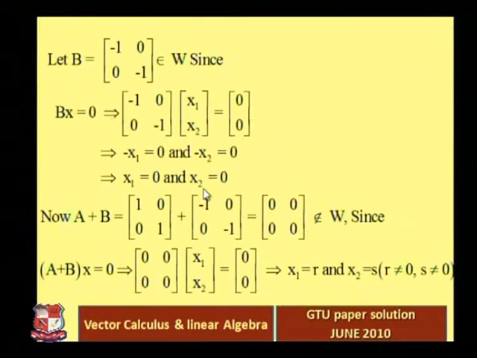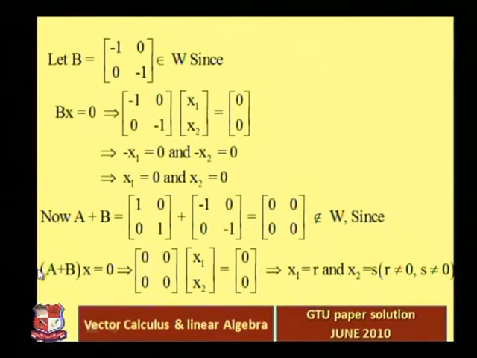Now similarly take B. B is equal to (-1 0; 0 -1) belongs to W, since Bx is equal to 0. Starting with Bx is equal to 0, so (-1 0; 0 -1) into (x1, x2) is equal to (0, 0). So again you will get -x1 equal to 0 and -x2 equal to 0. So that's why x1 is 0 and x2 is 0. Okay. Now A plus B. What is A? (1 0; 0 1). What is B? (-1 0; 0 -1). Addition of these 2 cross 2 matrices is equal to the zero matrix.